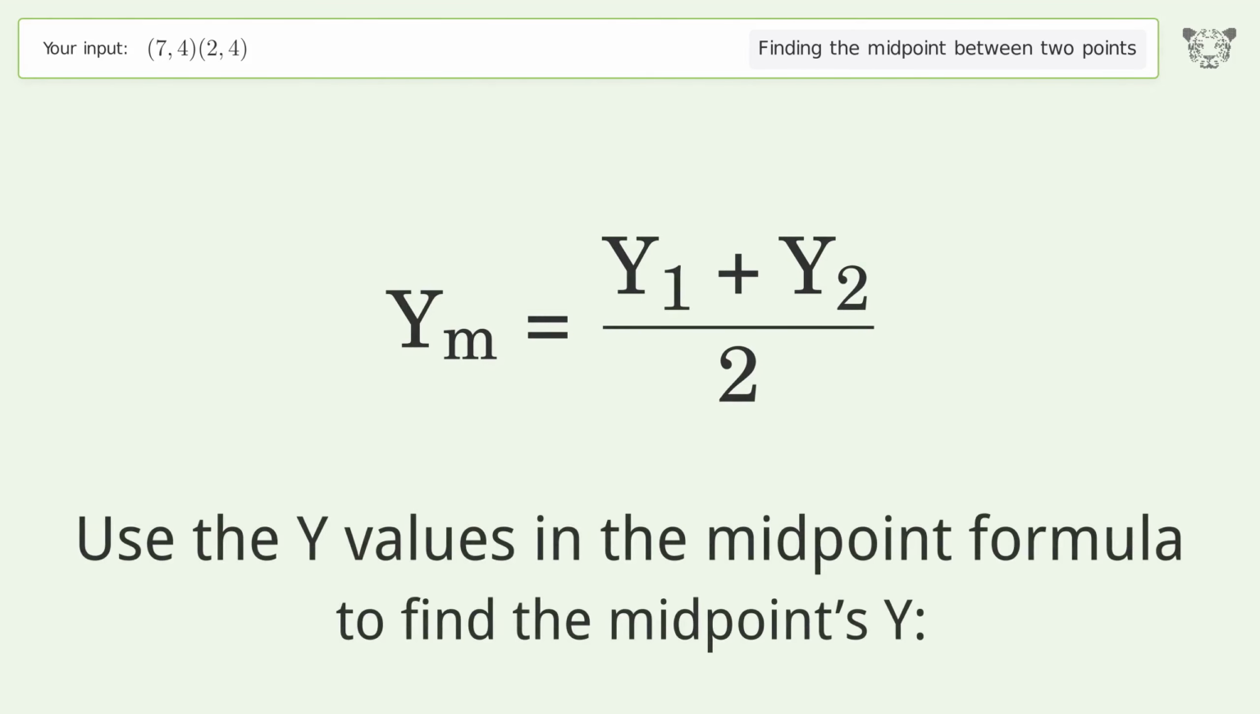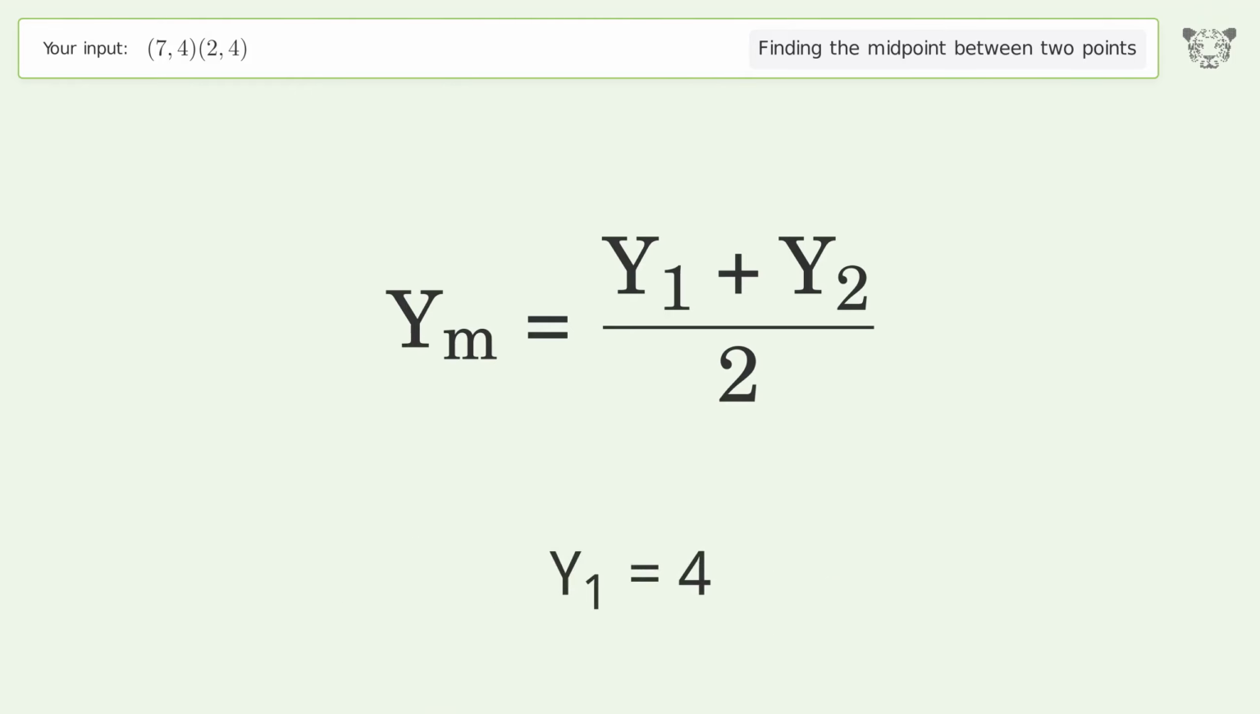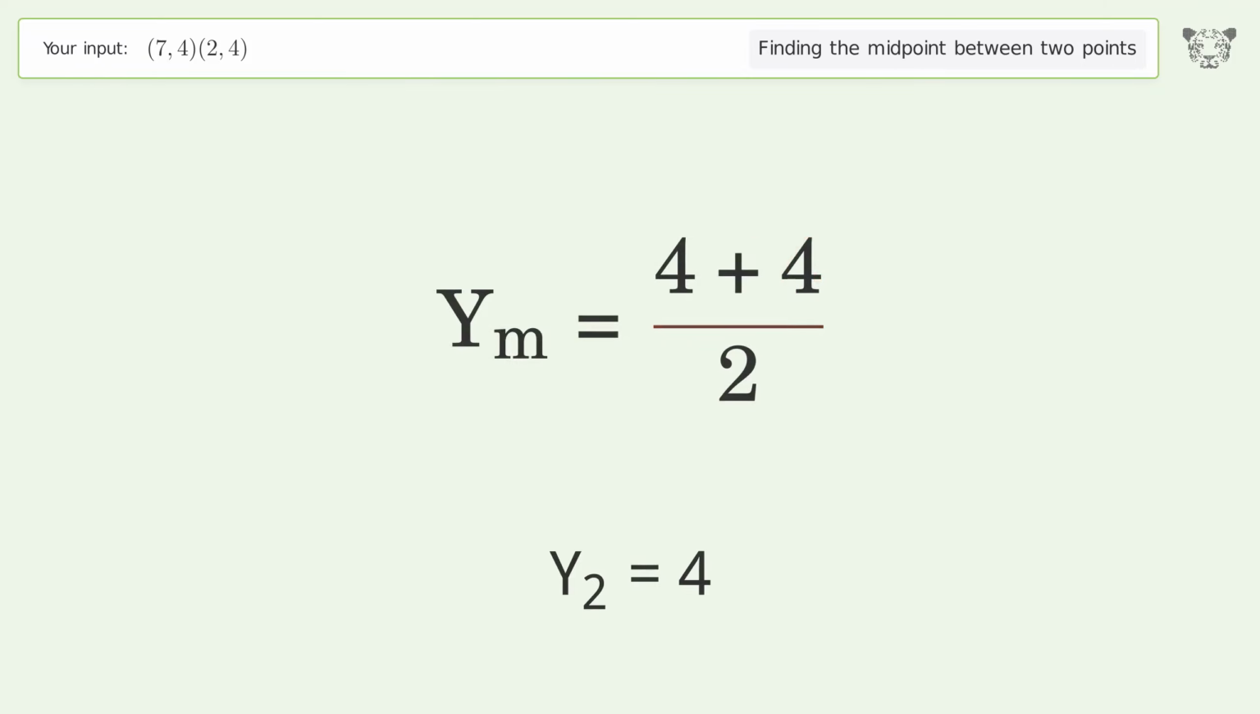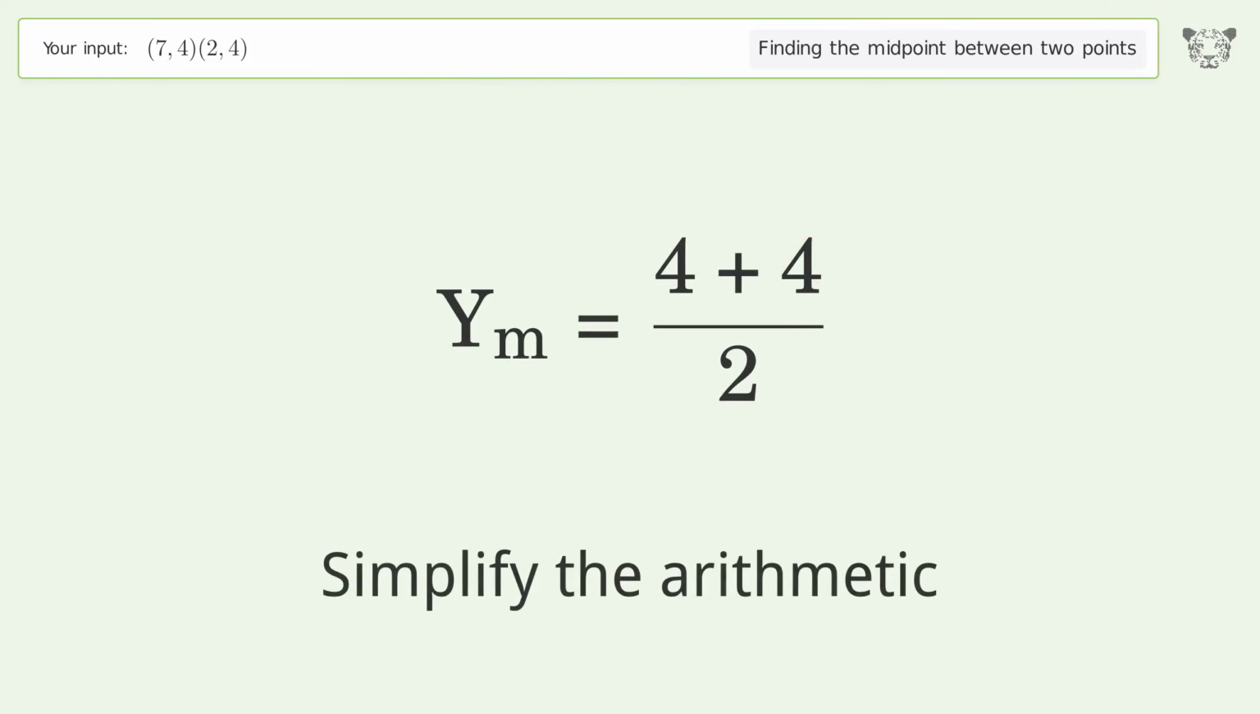Use the y values in the midpoint formula to find the midpoint's y. y1 equals 4. y2 equals 4. Simplify the arithmetic.